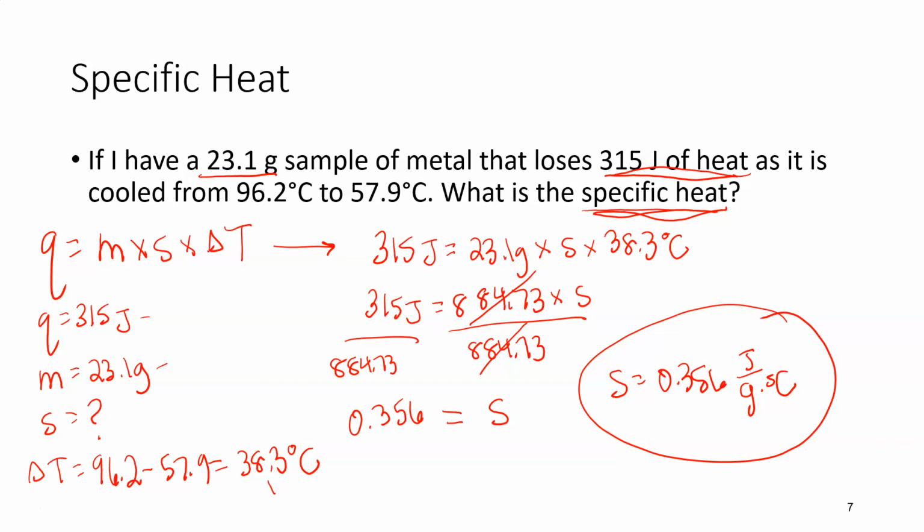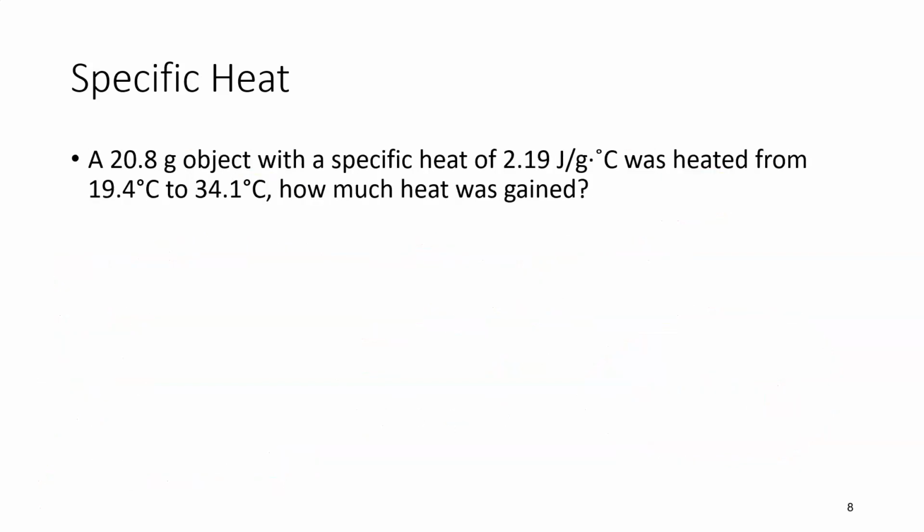Okay, let's try another one where we're solving for a different variable. So, looking at this question, a 20.8 gram object with a specific heat of 2.19 joules per gram times degrees Celsius was heated from 19.4 to 34.1 degrees Celsius. How much heat was gained? So again, my clue, this is the equation I need to use, is when I see the term specific heat being used. That's when you think, oh, it's the Q equals M times C times delta T equation.